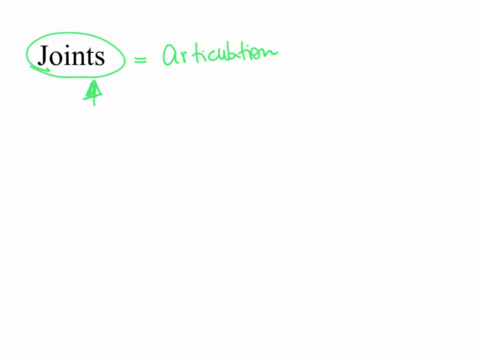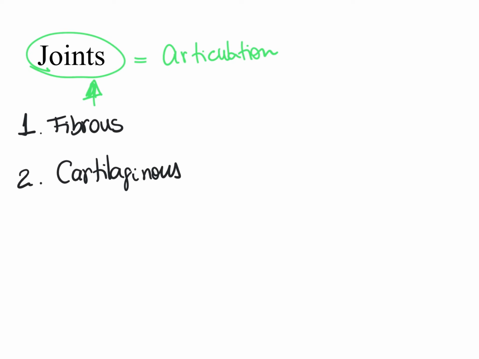Now, there are several ways to classify joints. The first way we will look at is the joint classification based on what we find connecting the bones in that joint. Based on this classification, we have joints that fall into the fibrous category, we have joints that fall into the cartilaginous category, and we have joints that fall into the synovial category.